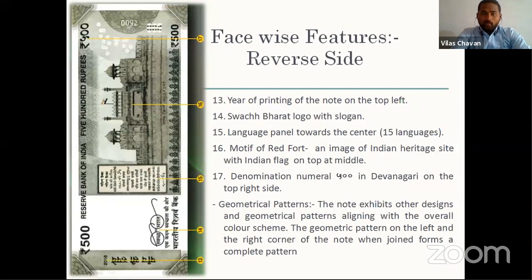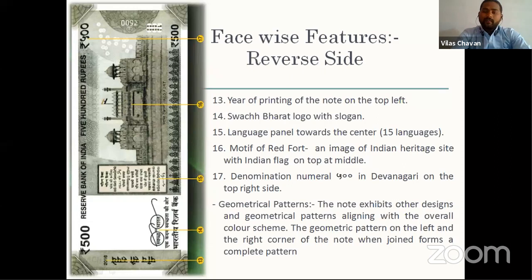So this was all about the obverse side features given by the RBI. Then comes the reverse side. You can see the year of printing of the note on the top left, then the Swachh Bharat logo, then the motif of Red Fort, which is an image of an Indian heritage site, with the Indian flag on top at the middle.